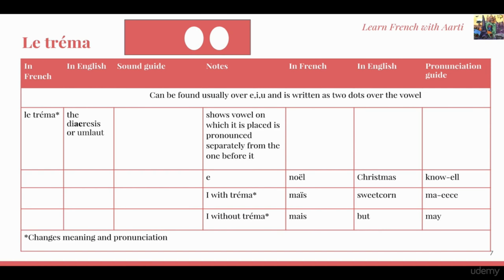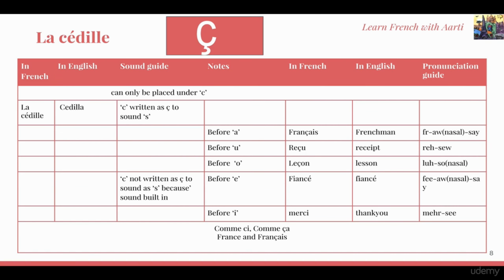Next, these were for the vowels. We'll check out a sign for the consonant, which is the cedilla, la cédille. It's like a little S under the letter C, and it is only ever found under the letter C, not on any other letter. When C is written as C with the cedilla, it sounds as S.